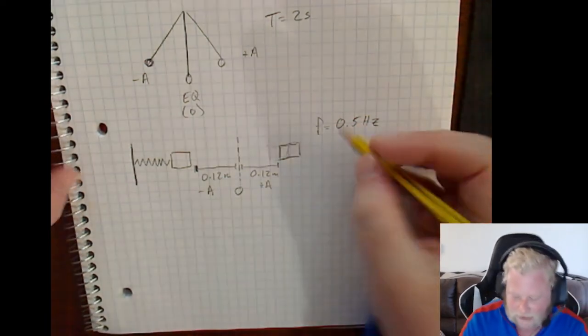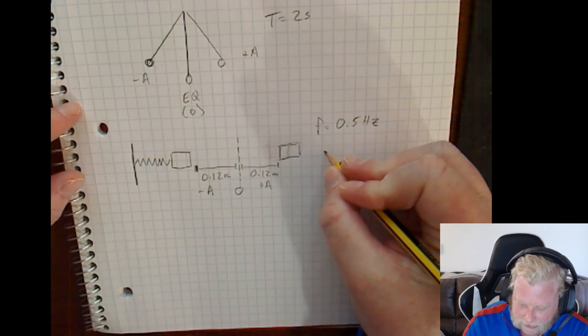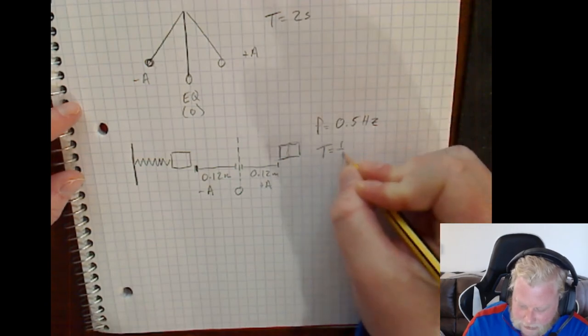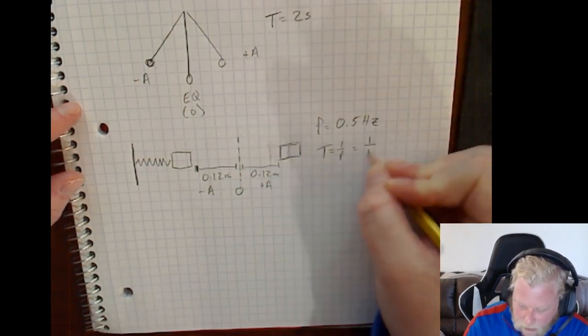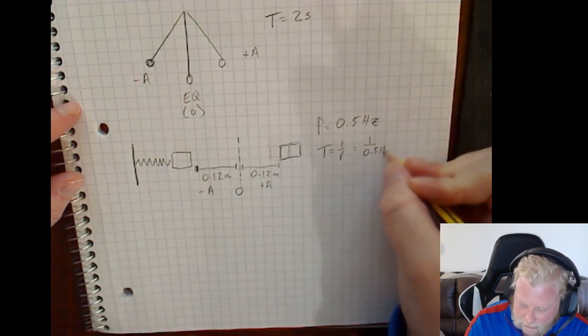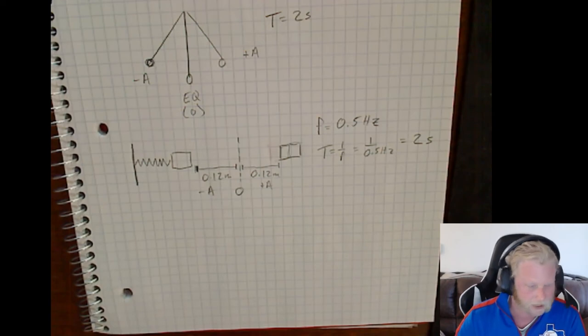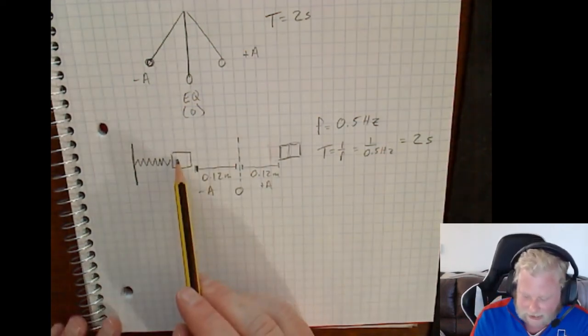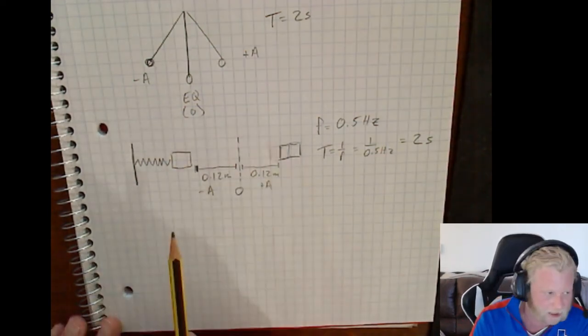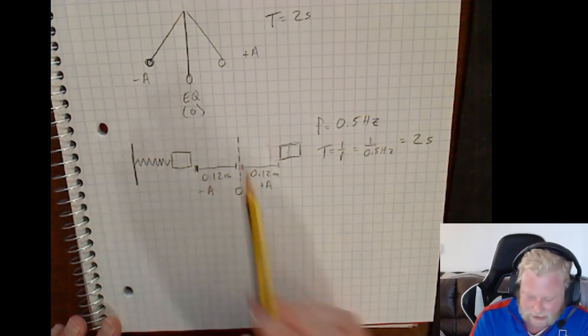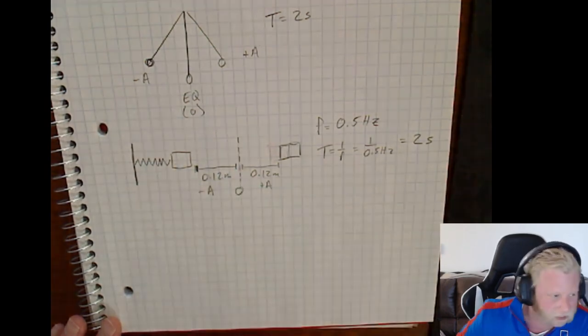Now we're also given that the frequency is 0.5 hertz. Right, so if period is 1 over frequency, well, 1 over 0.5 gives you a period of 2 seconds. So we know that every 2 seconds it goes there and back again, which means that at 1 second, its position is at equilibrium.